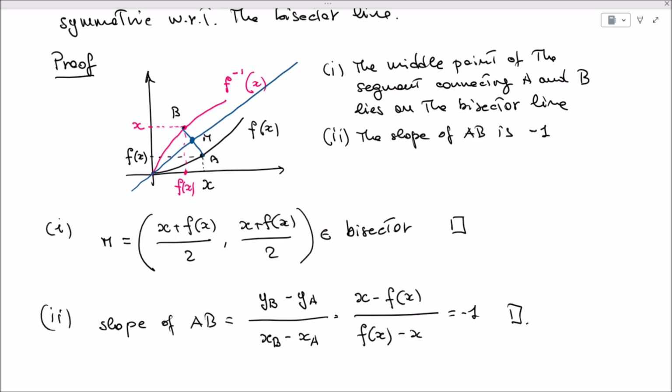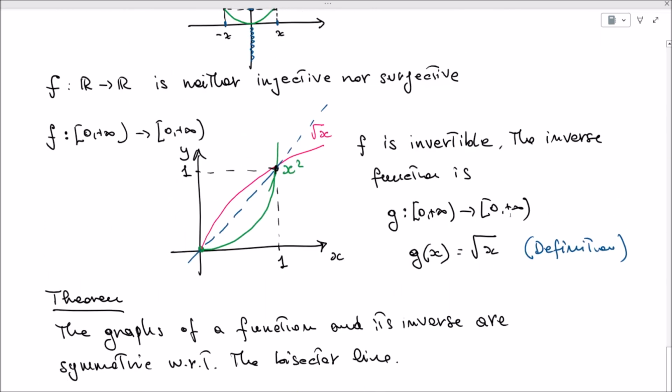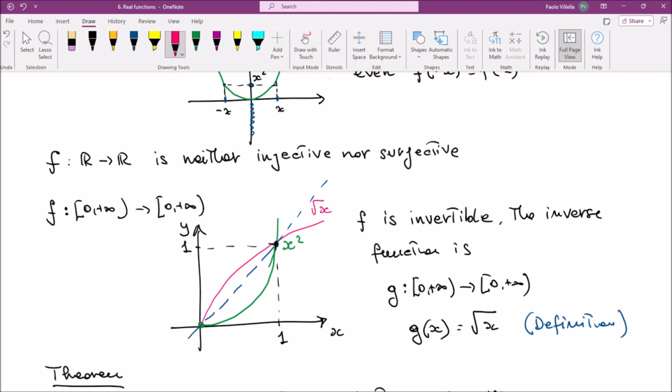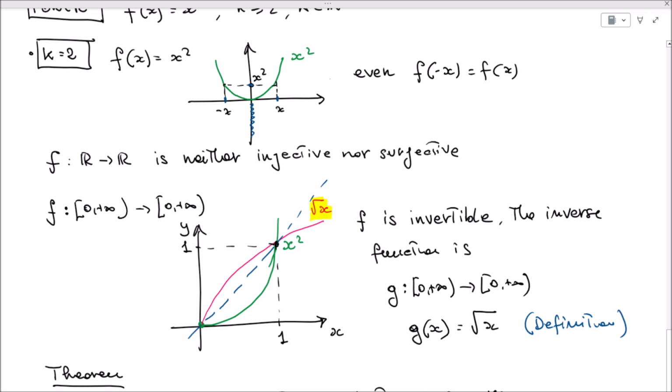So this finally proves that every time we have a function f of x and we build the inverse function f to the -1, these two graphs are the mirror image of each other with respect to the bisector line. So this explains the graph of the function square root of x being exactly the mirrored image of x squared with respect to the bisector line. Good.